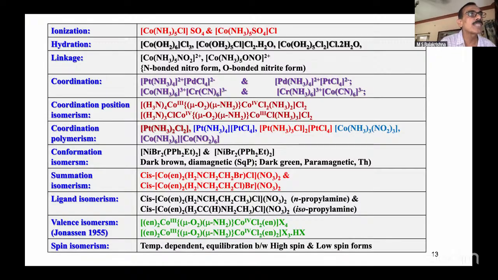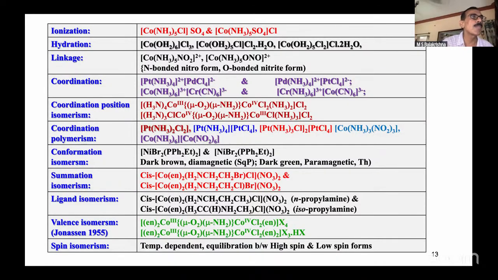And then conformation isomerism. In case of conformation isomerism, one can be tetrahedral, one can be square planar. Usually nickel 2+ complexes invariably show this, because when you have relatively weaker ligands, nickel can switch from tetrahedral to square planar, or it can have a combination of both in certain ratios. For example, if you see here, the dark brown diamagnetic one shows square planar complex, whereas the dark green paramagnetic one will have tetrahedral geometry.